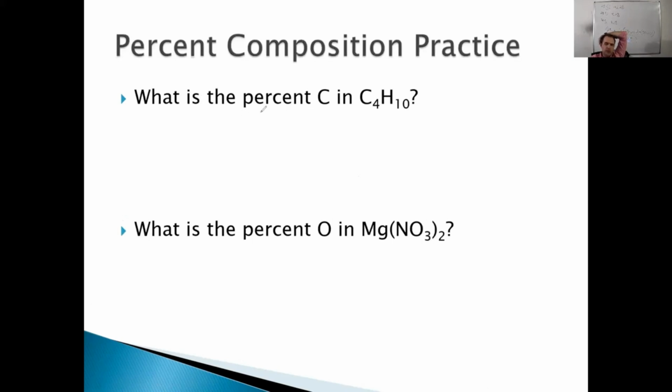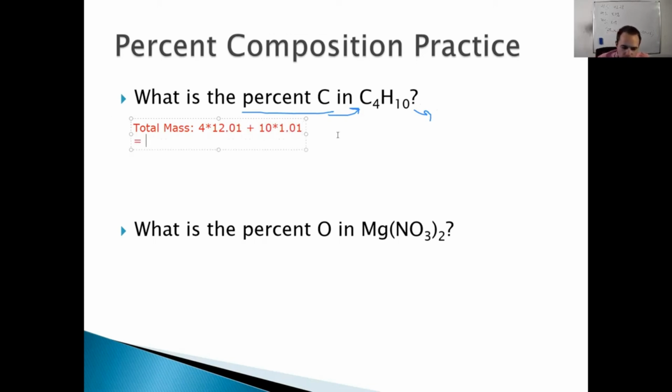Let's say I want to figure out the percent by mass, the percent composition of carbon in this hydrocarbon. This is butane. This is the fuel that you would find in a lighter, like a Bic lighter or something. So we want to get the percent carbon in here. The first thing we have to do is get the total average atomic mass. So take a look at your periodic table. The total mass of C4H10 is going to be 4 times the average mass of carbon, 12.01, plus 10 times the average mass of hydrogen, 1.01.